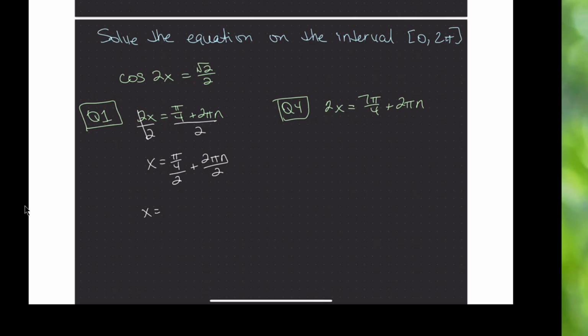So what's pi over 4 divided by 2? What do you got to do? Copy dot flip. Multiply by that reciprocal. Yep, and what do we get? Pi over 8. Yep. Plus, what happens on the right? Don't the 2's cancel? Yep, and you have pi times n, right?